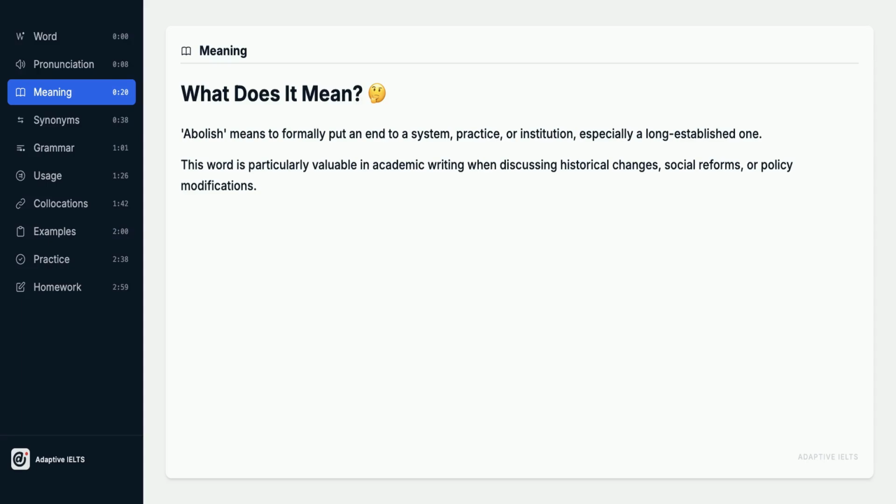Abolish means to formally put an end to a system, practice, or institution, especially a long-established one. This word is particularly valuable in academic writing when discussing historical changes, social reforms, or policy modifications.